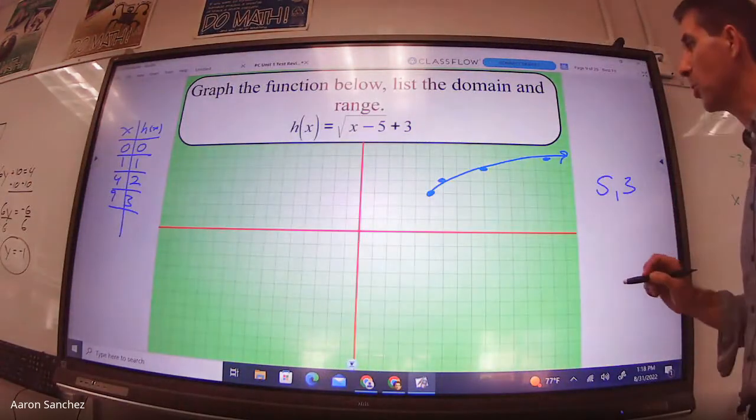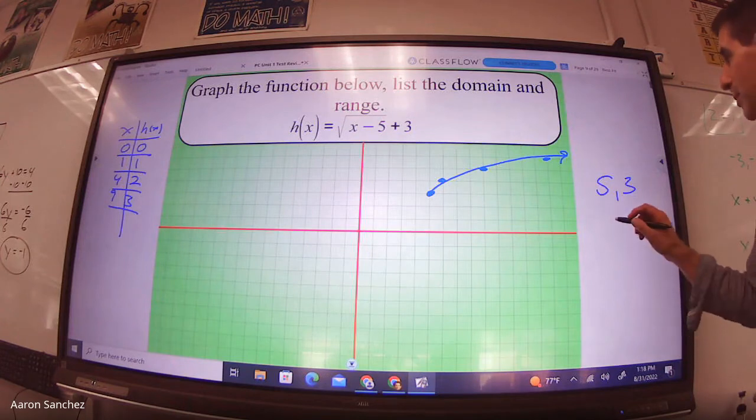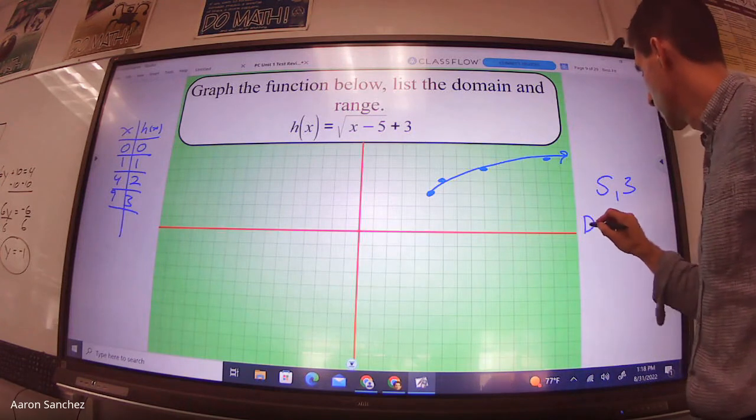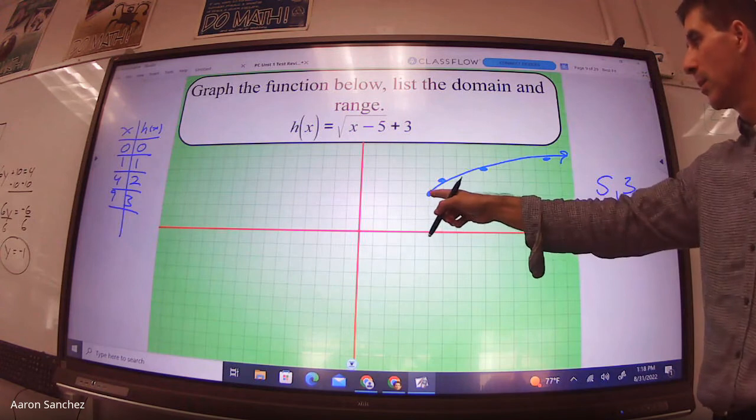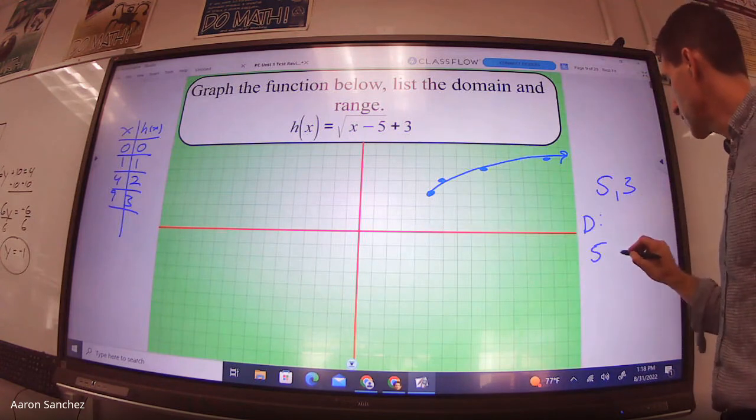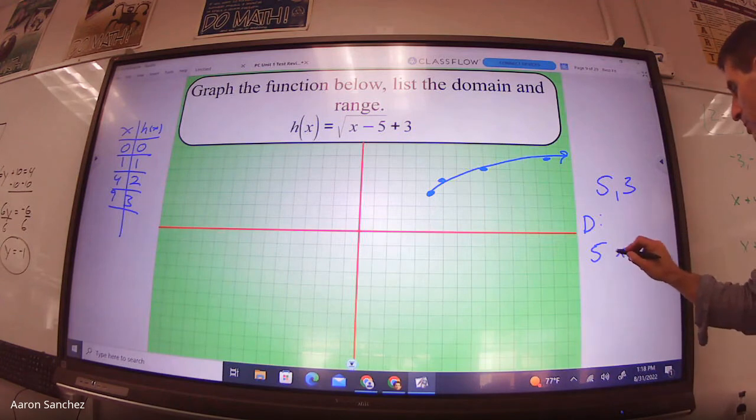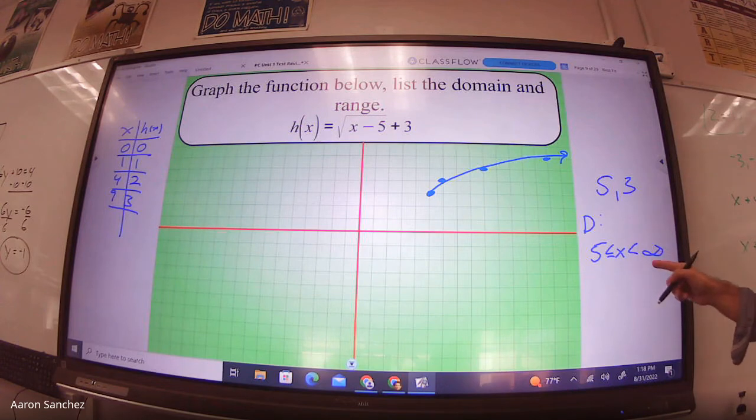I'm telling you, list the domain and range. What's the domain? This way, this way? Yes. 5 to what? Infinity, x, monster, and you don't do an equals with infinity, right? Never. With infinity, never ever.